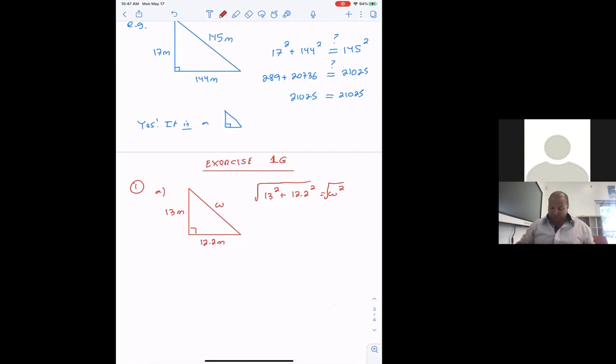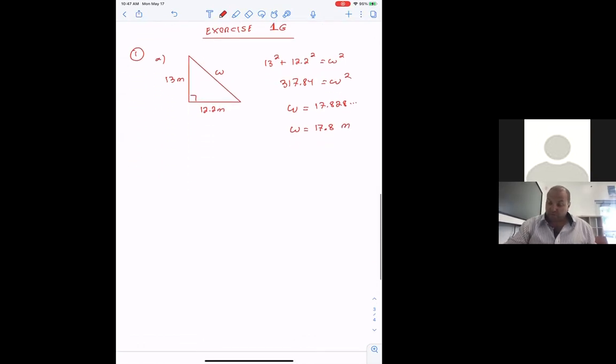How do I do it? Well, easily. 13 squared plus 12.2 squared, that just gives me 317.84 is equal to W squared. I'm going to get rid of these radical signs for now. And then take the square root of both sides. So the square root of 317.84 is 17.828 dot, dot, dot. And because we're rounding, as the instructions say, to 1 decimal place, W equals 17.8. And then we go back and look at the units, and we make sure that our answer is in the correct units, which is meters.